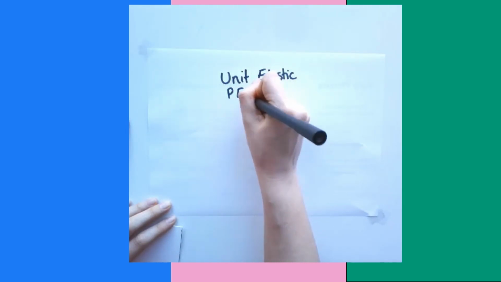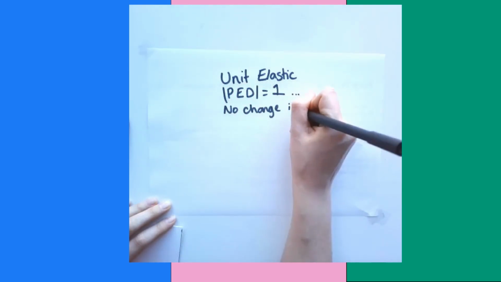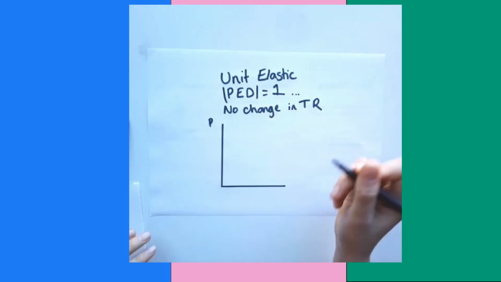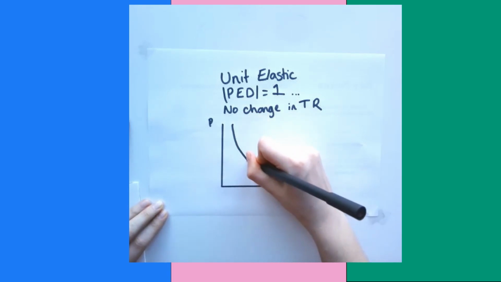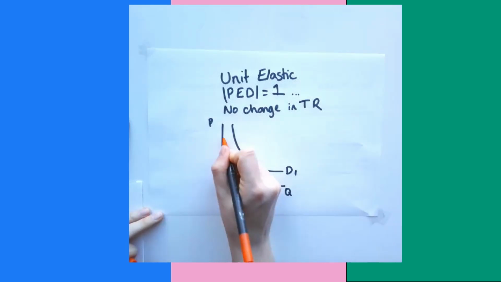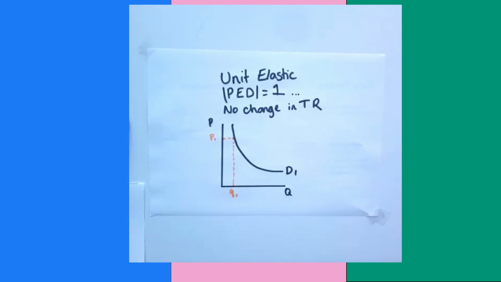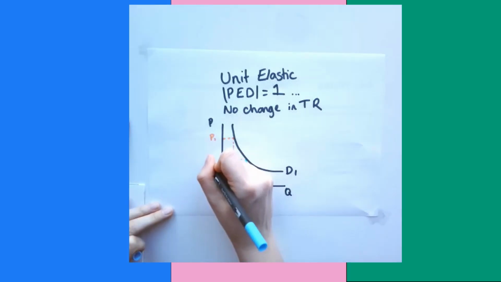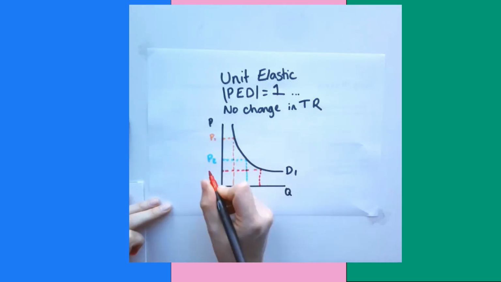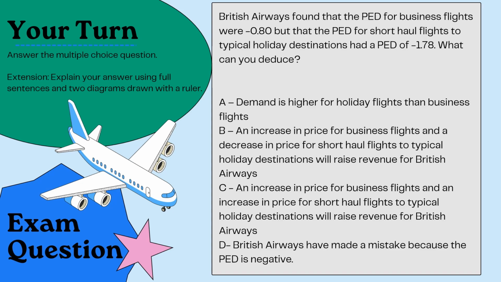One final term that you need to learn for the exam is unit elastic or unit elasticity. That's when the PED is exactly equal to 1. That means that there's going to be no change in total revenue as price changes. So you can see that if I draw on price 1, I get quantity 1. If there's a fall to price 2, I see an increase in quantity to Q2, but the area of those two rectangles is identical. Similarly, if price falls again to P3, I'm going to see an increase in quantity to Q3, but again, the area of that rectangle is the same, and so there is no change in total revenue.